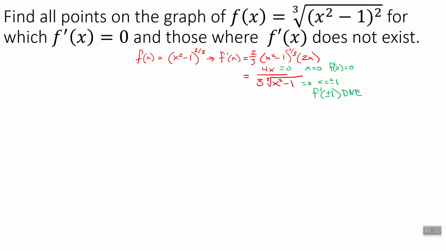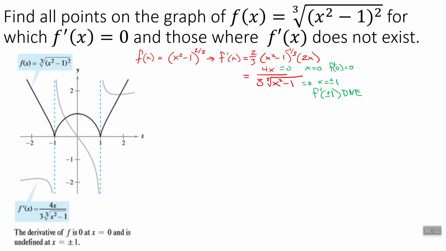So we have a horizontal tangent at 0. That means we have something in the graph that will be flat at 0. And something weird's happening at plus and minus 1. Let's take a look at the graph. All right, so in black is the graph. So right here is 0. So at (0, 0), we've got our slope equal to 0 right here. It looks like a maximum there.